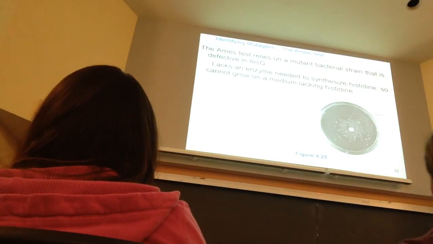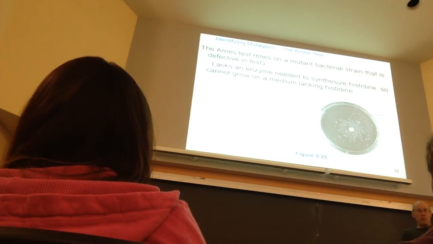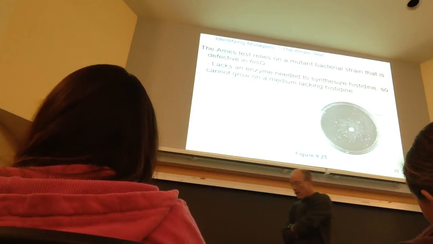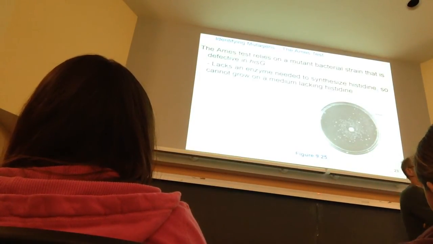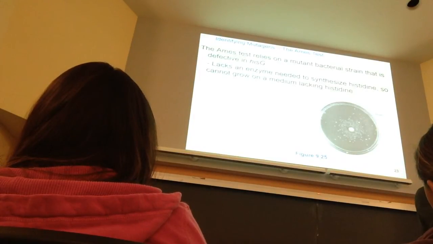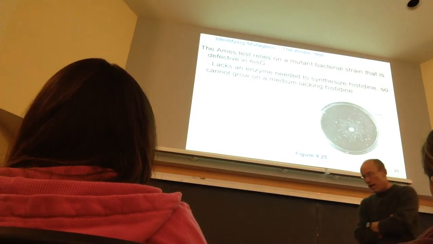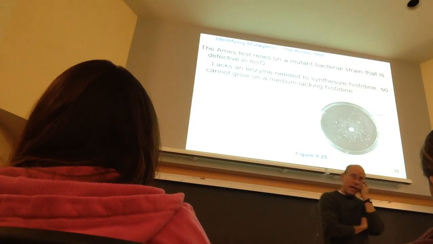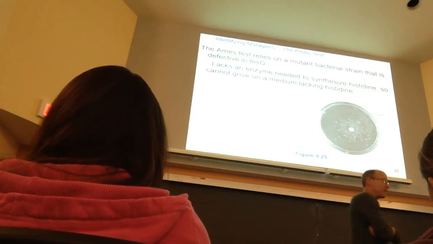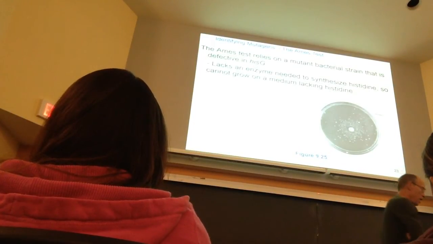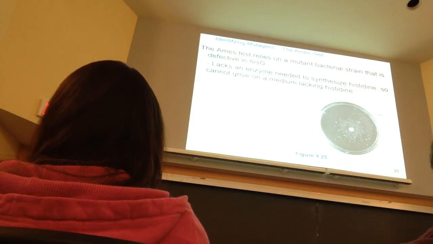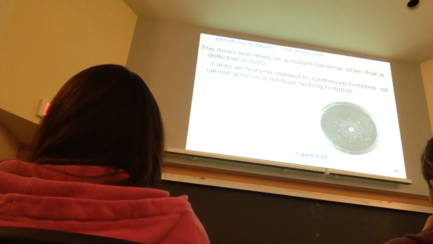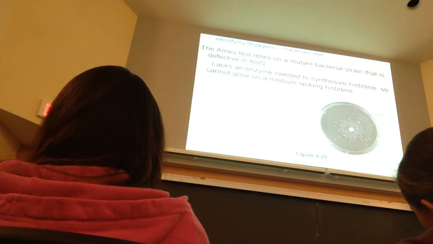So, kind of the irony of the Ames test is you start with a mutant of Salmonella that lacks one of the enzymes required to synthesize the amino acid histidine. So it is a His minus mutant. And so this mutant cannot grow in the absence of histidine. So start with that. It lacks this enzyme needed to synthesize histidine, so it cannot grow in a medium lacking histidine.